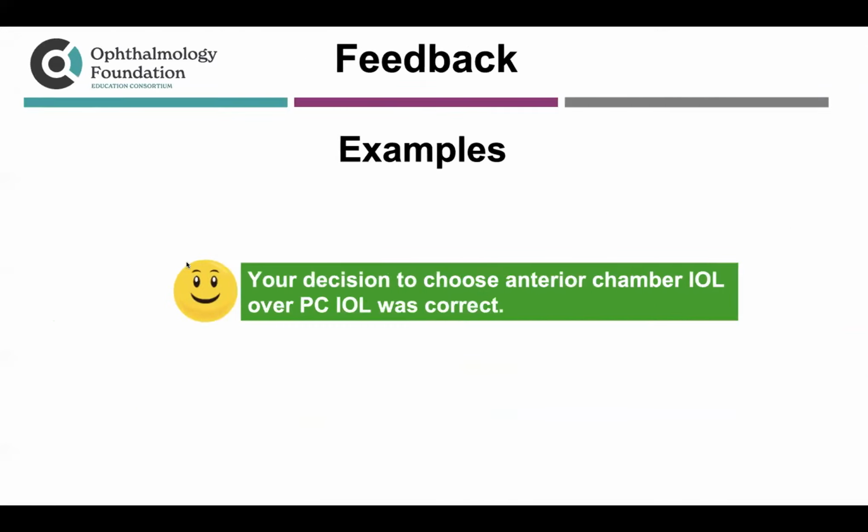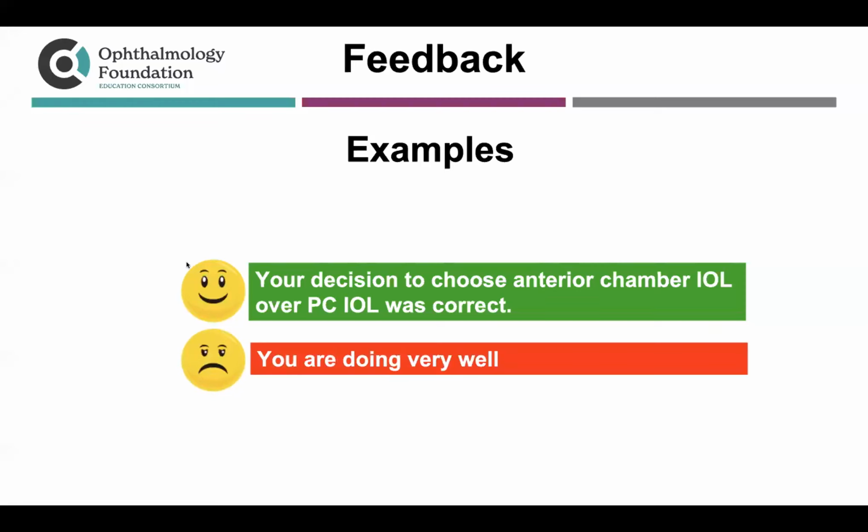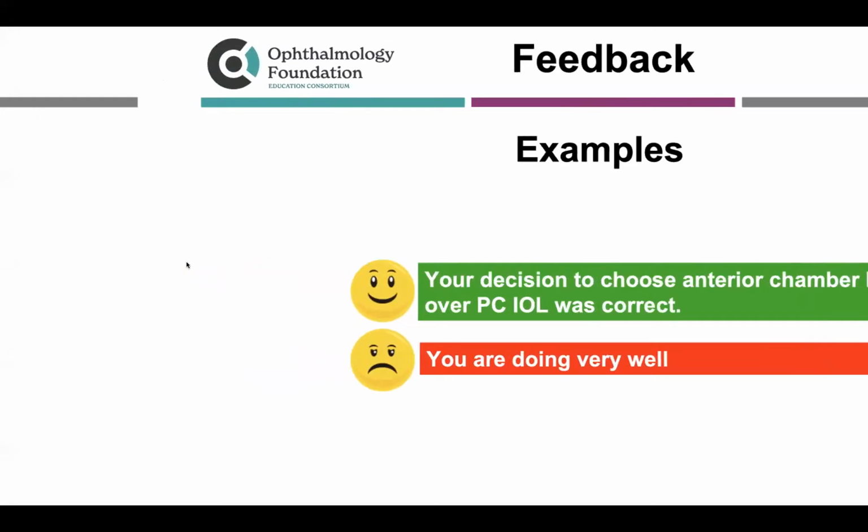Let us take another example. Your decision to choose anterior chamber intraocular lens over posterior chamber intraocular lens was correct. Rather than saying, you are doing very well. If you say you are doing very well, the learner may not be able to relate what they are doing well. But if you use those specific behaviors that made you think the learner has done well, then use those specific instances to start the feedback.